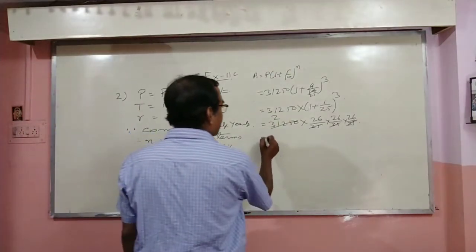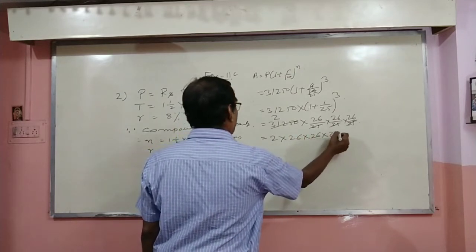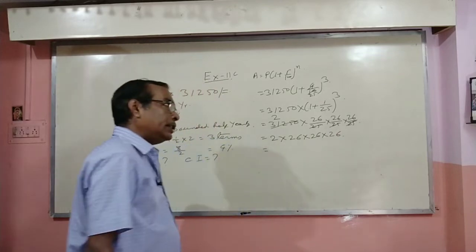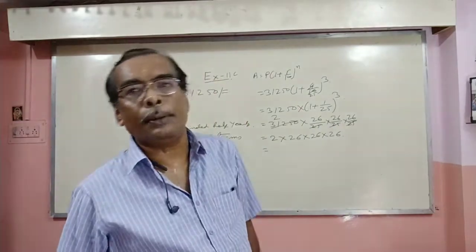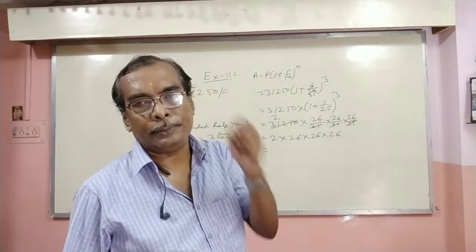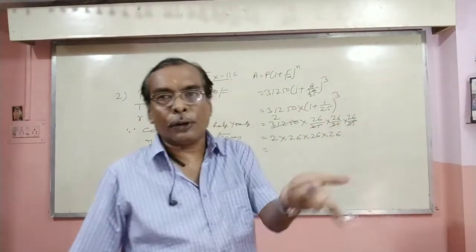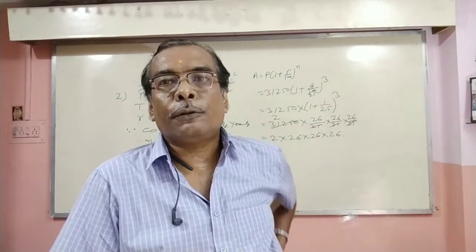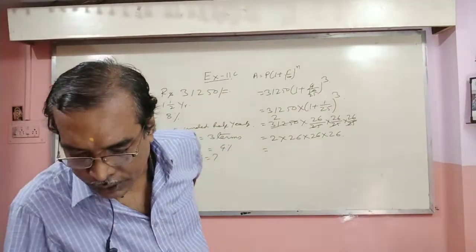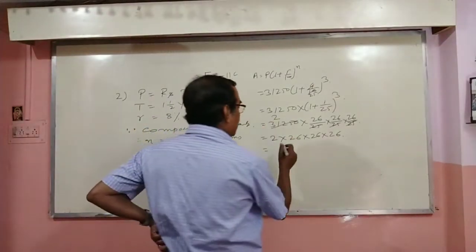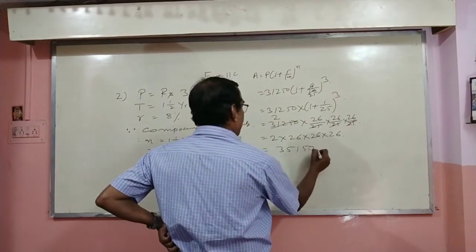So whatever the result is coming, 2 into 26 into 26 into 26, which is equal to, obviously in the regular classes, we are not going to take these particular calculations. I am asking you to take these calculations. So that way, here in front of me, you are not there. Therefore, I am taking the help of calculators. By the way, the answer is coming as 35152. So this is the amount.